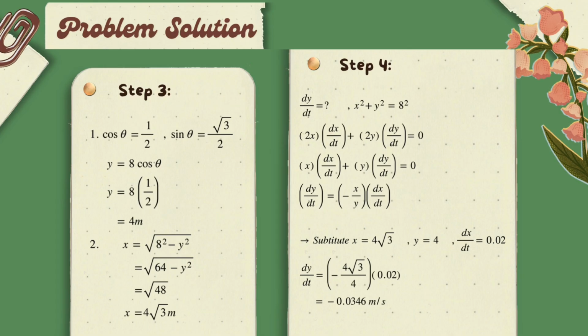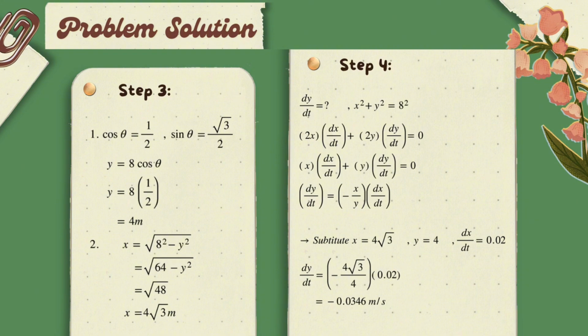So we get x equal to 4 square root 3 meter. Alright, so we move to step 4. How do we find dy over dt?